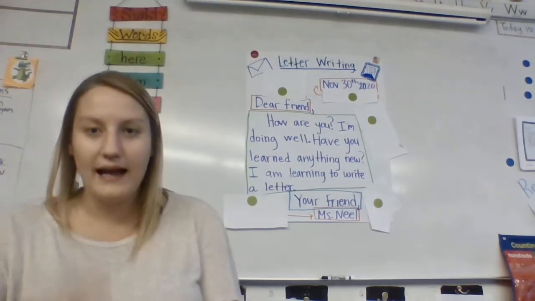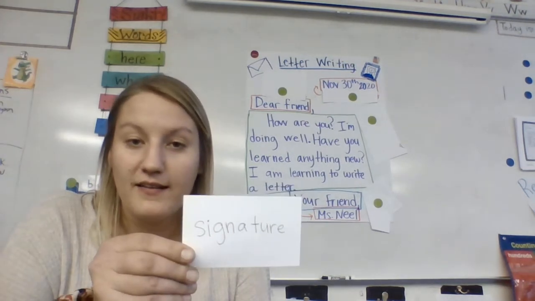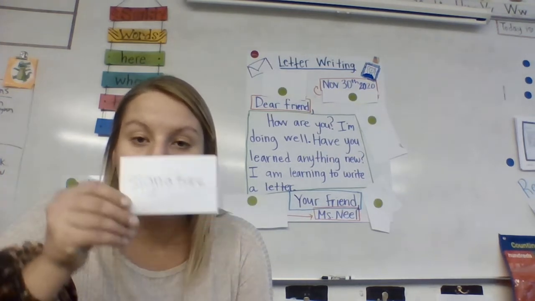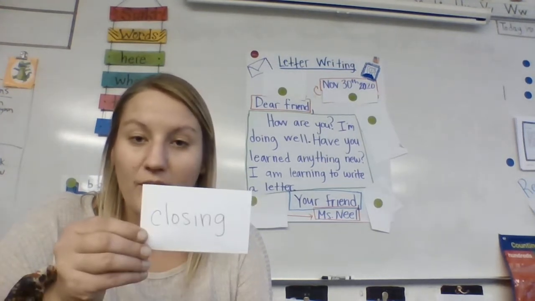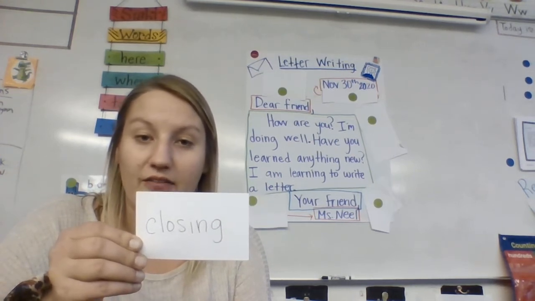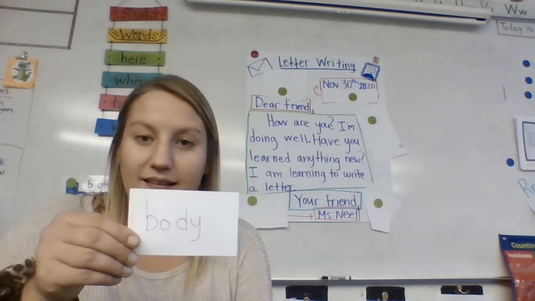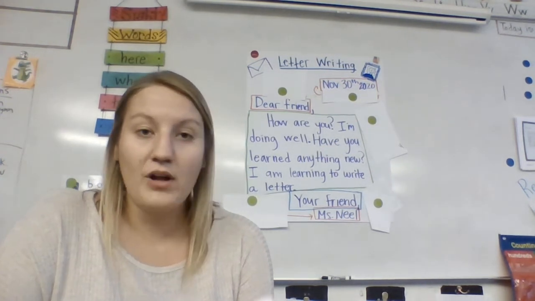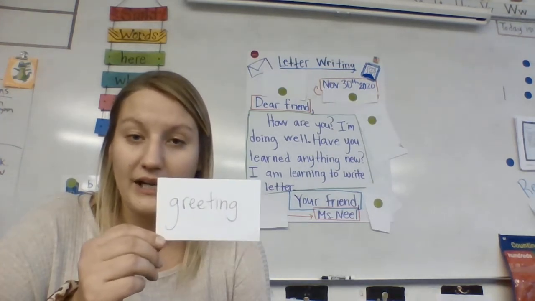So let me show you some words. And I'm wondering if you can help me put these words in order. We've talked about the word signature, and a signature is your own name that you sign. So a signature is one of these things that we'll need to label. We'll also need to label a closing where the letter comes to the close at the very end. We'll also need to figure out what part of this letter behind us is the body of the letter. We also have our heading or date and our greeting.